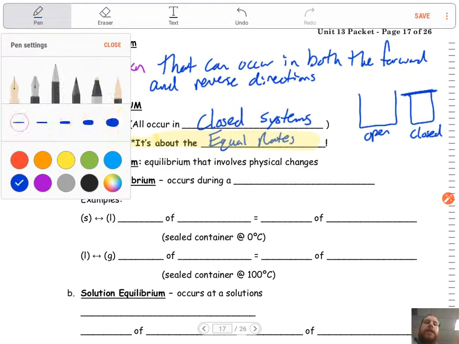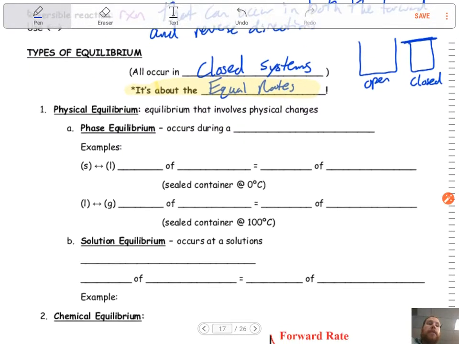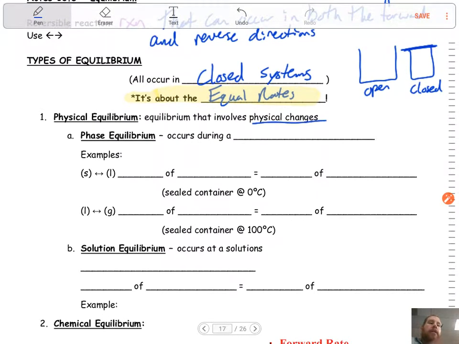So the first type of equilibrium we're going to talk about is physical equilibrium. So these involve physical changes, okay? So phase equilibrium, guys, occurs during a phase change. This shouldn't be anything groundbreaking to us. We've done phase changes throughout the year. You guys did a whole lab where you melted snow and then it heated up and it boiled and all that type of stuff.